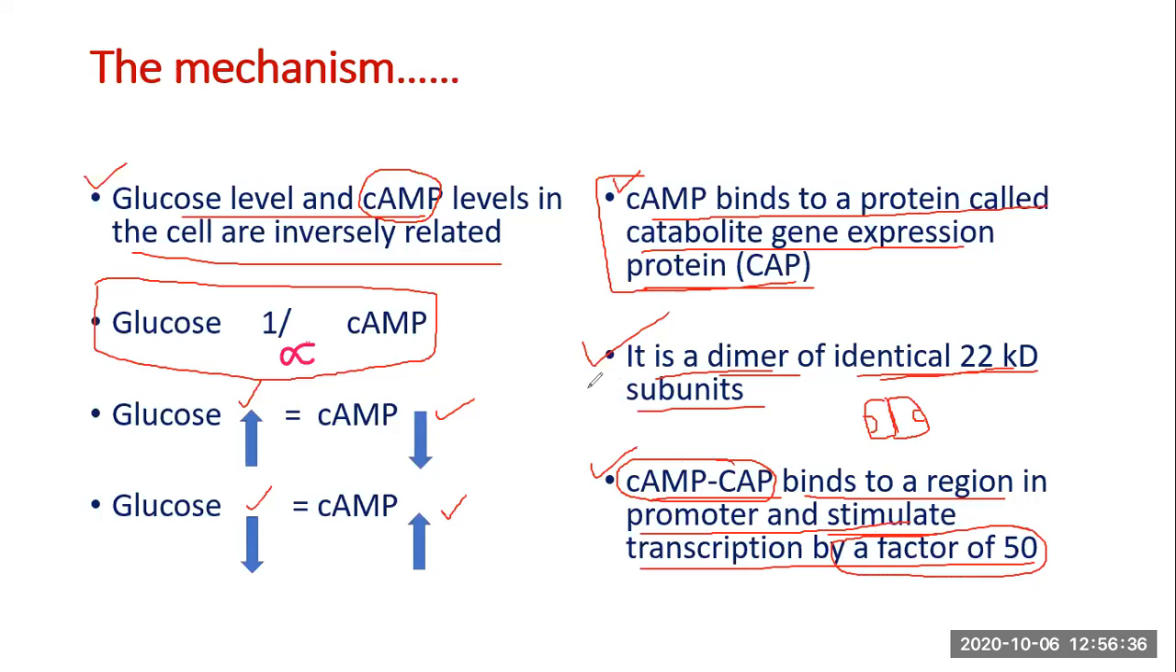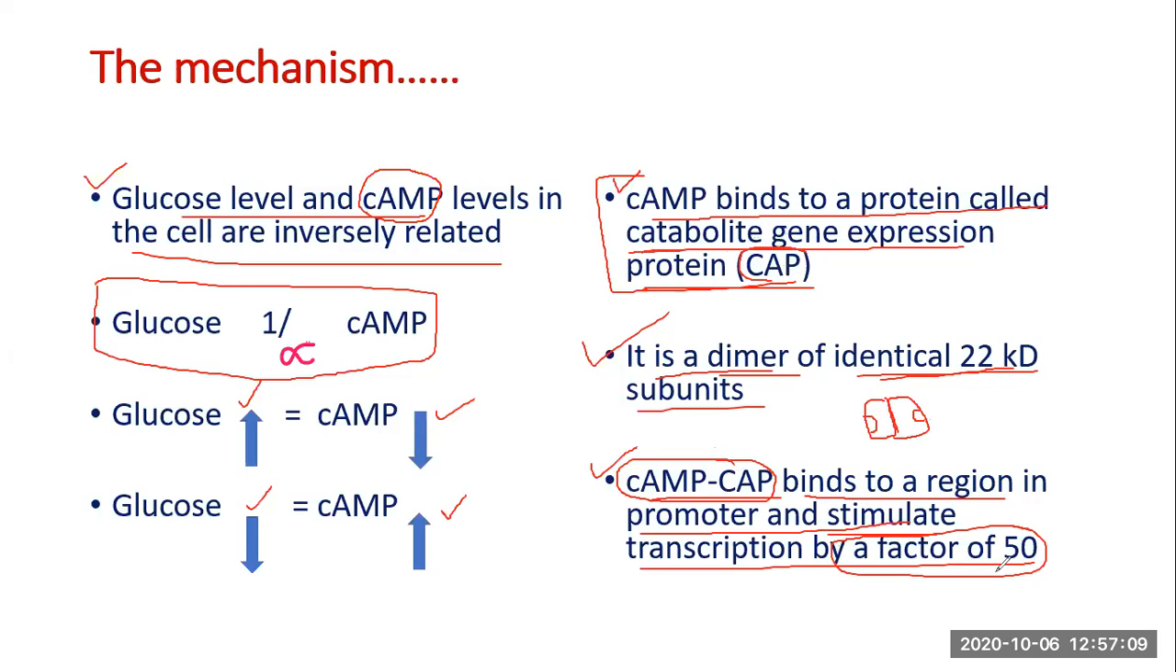Okay, so should I repeat it once again? I'm repeating that glucose and cyclic AMP are in inverse relationship. This is point number one. Cyclic AMP binds to a protein called catabolite gene activator protein, CAP in short. It's a dimer of identical 22 kilodalton subunits. It has two binding sites, one for cyclic AMP, another for DNA. And this cyclic AMP CAP, with the help of that DNA binding site, binds to a region in the promoter and stimulates transcription by a factor of 50.